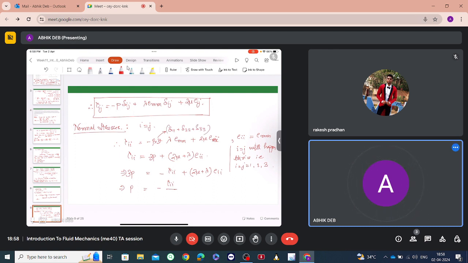Okay, so this will come, and this delta becomes equal to what? This is equal to 1 plus 1 plus 1, that is 3, right? That is why this 3 is coming, by 3 plus 2 mu by 3 plus lambda by 3 EII. This is just a normal stress, EII. Okay, and this P is the thermodynamic pressure.